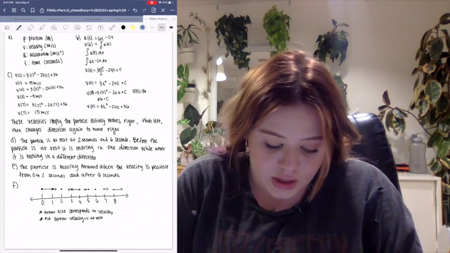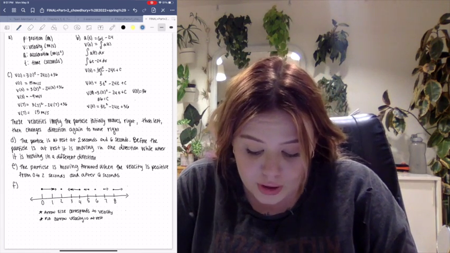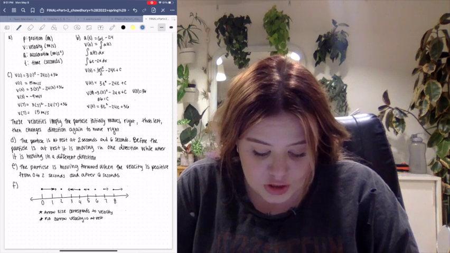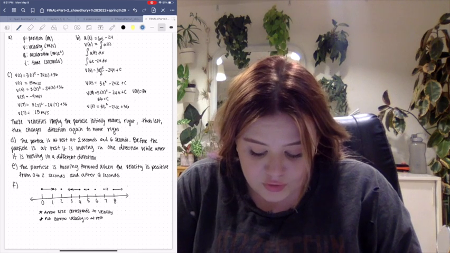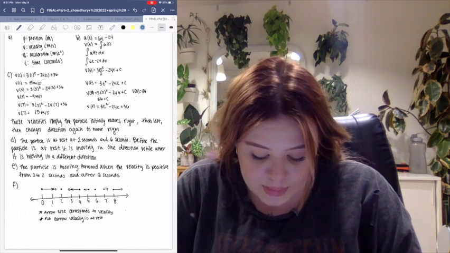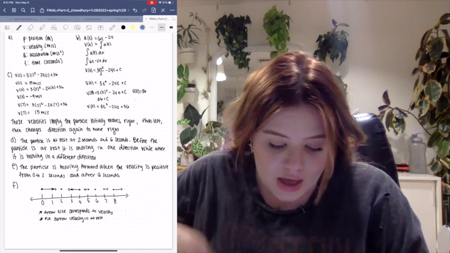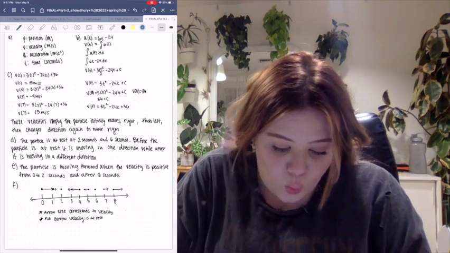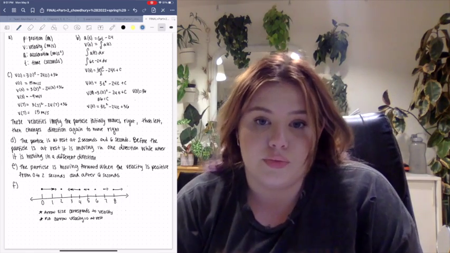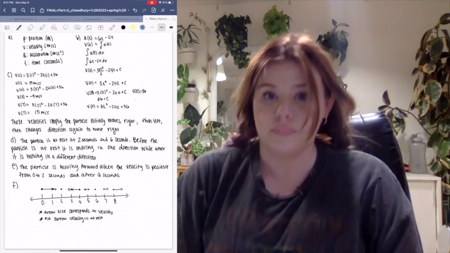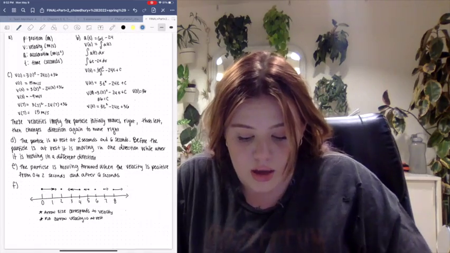Before the particle is at rest, it's moving in one direction, while after it's moving in a different direction. So we, in part E, calculated that the particle is moving forward when the velocity is positive from 0 to 2 seconds. And then from 6 seconds, it's also moving positive, so from 7 and 8. And then in between, it's moving in a negative direction. So we figured all of this out before, and we knew that at 1, 3, and 7, we had different velocities where it was slowing down or speeding up. So that was F.